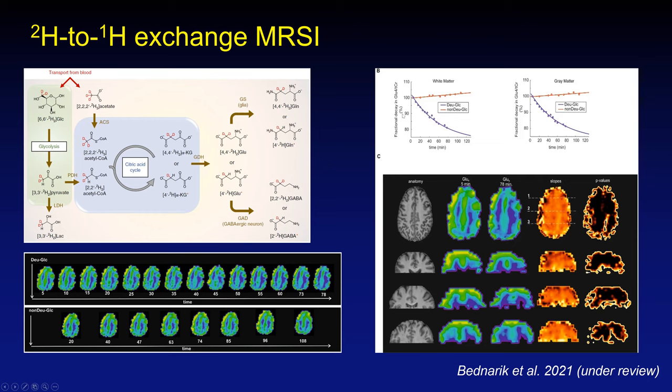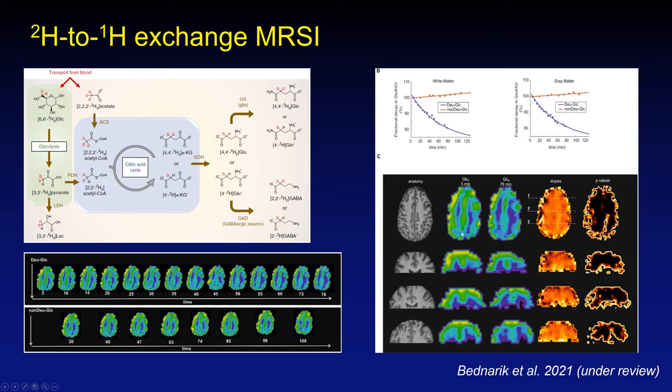When you sum up a couple of these voxels in a region of interest, you can, for example, calculate the fractional loss in the GLU4, that is the labeled resonance, over time. And you can see quite nicely there is a clear trend of loss that can be exponentially fitted and is somewhat different between the white matter and gray matter. I think it's about 20% changes.